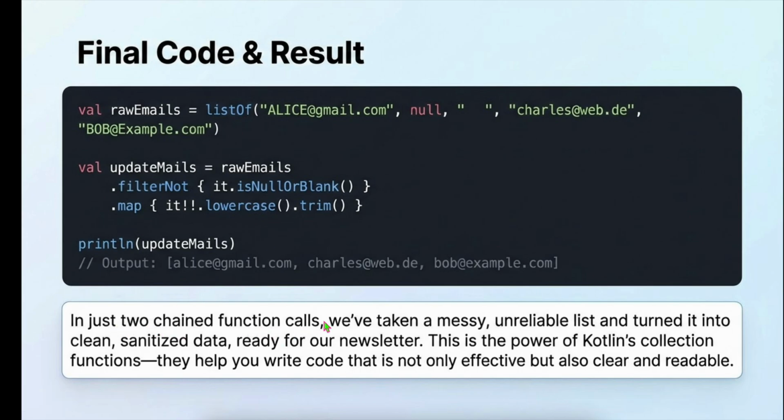In just two chained function calls, we have taken a messy, unreliable list and turned it into clean, sanitized data, ready for our newsletter. This is the power of Kotlin's collection functions. They help you write code that is not only effective, but also clear and readable.